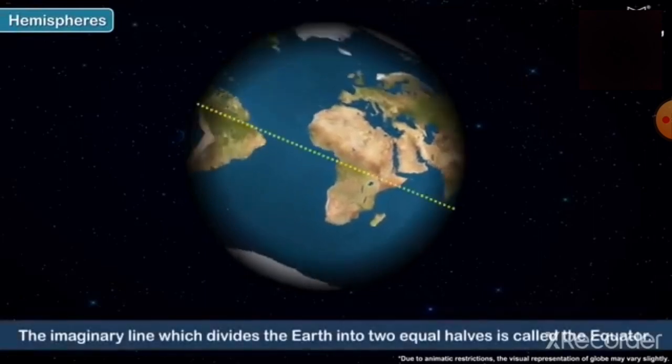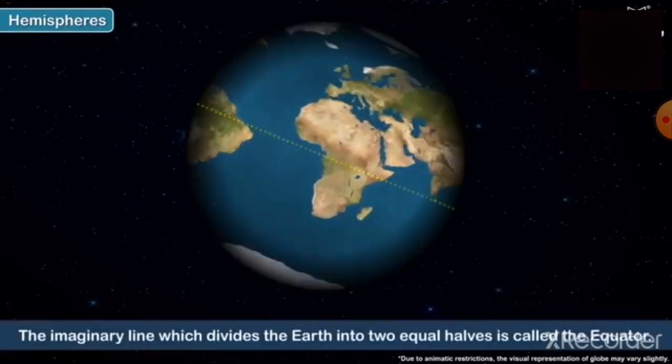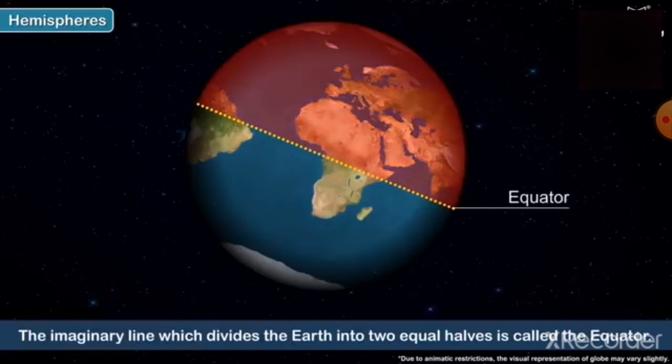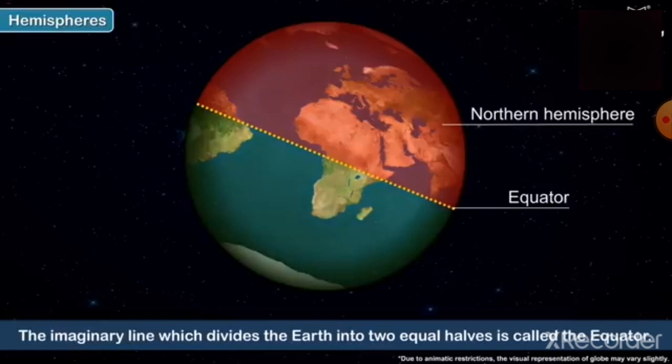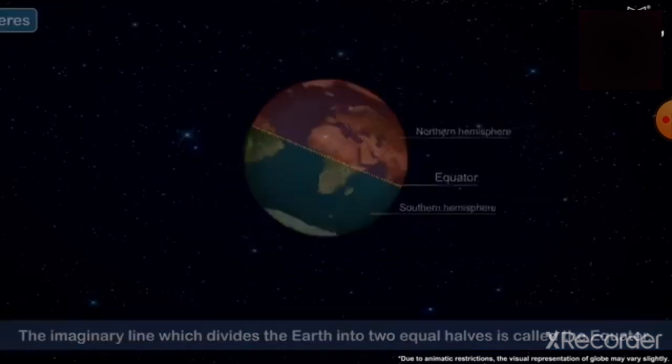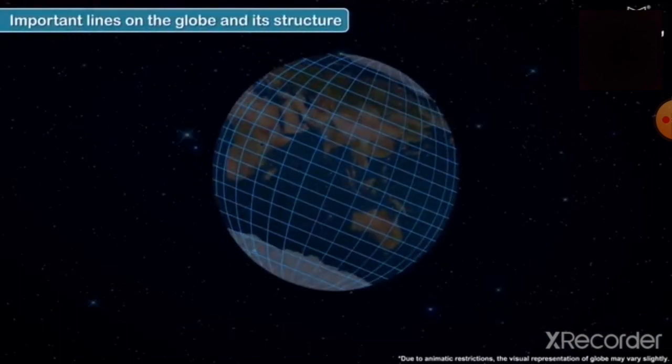Now, what are hemispheres? There is an imaginary line which is blinking here. It's the equator, which is dividing the Earth into two equal halves. From the equator towards the North Pole, the area is known as the northern hemisphere, and from the equator towards the South Pole is the southern hemisphere.